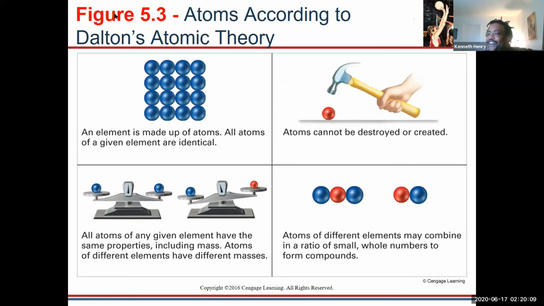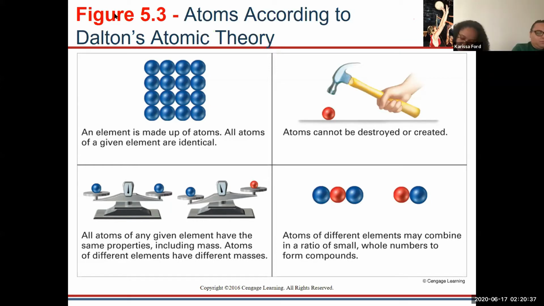Okay. So all the atoms of a given element have the same properties, including mass. Atoms of different elements have different masses. Okay, so it kind of makes sense. You would assume that carbon and oxygen aren't going to have the same mass, right? Because they're two different atoms. But all carbons should be about the same mass, right?